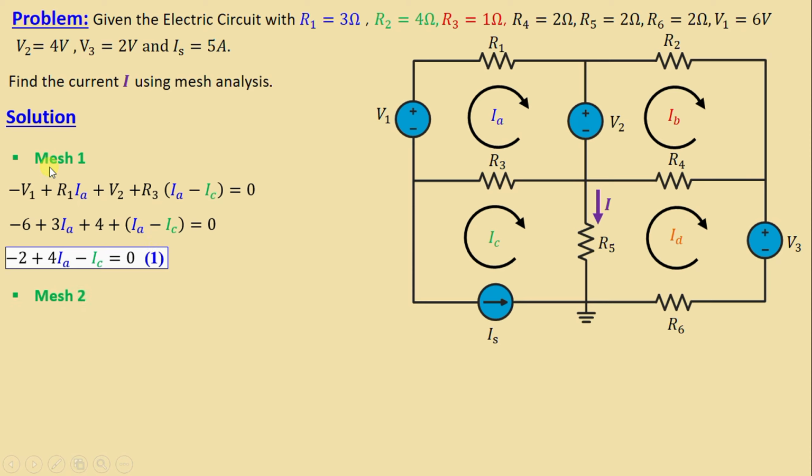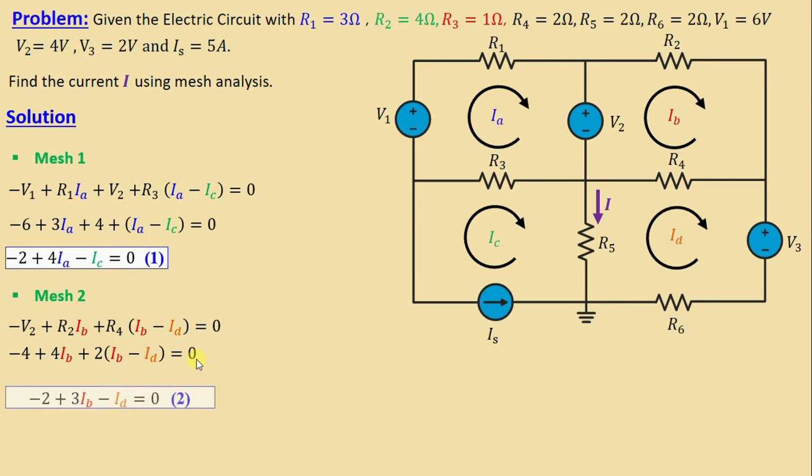After we finish mesh 1, we go now to mesh 2. By applying Kirchhoff's voltage law in mesh 2, we can write negative V2 plus R2IB plus R4 times IB minus ID is equal to 0. By replacing the resistors and the voltages with their numerical values, we obtain negative 4 plus 4IB plus 2IB minus ID is equal to 0. If we continue simplifying this equation, we obtain negative 2 plus 3IB minus ID is equal to 0. And I will call this equation number 2.